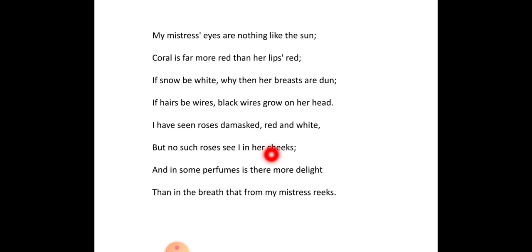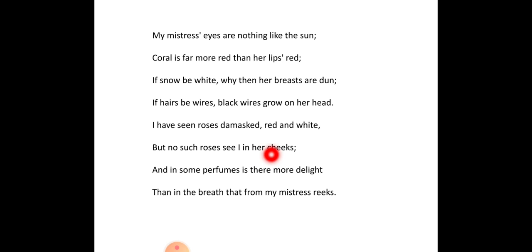Okay, now let us see how Shakespeare deals with the theme of love in his sonnet. This sonnet compares the speaker's beloved to a number of other beauties, and never in the lover's favor. Her eyes are nothing like the sun. Her lips are less red than coral. Compared to white snow, her breasts are dun colored, and her hairs are like black wires growing on her head. Wow. This is our first quatrain.